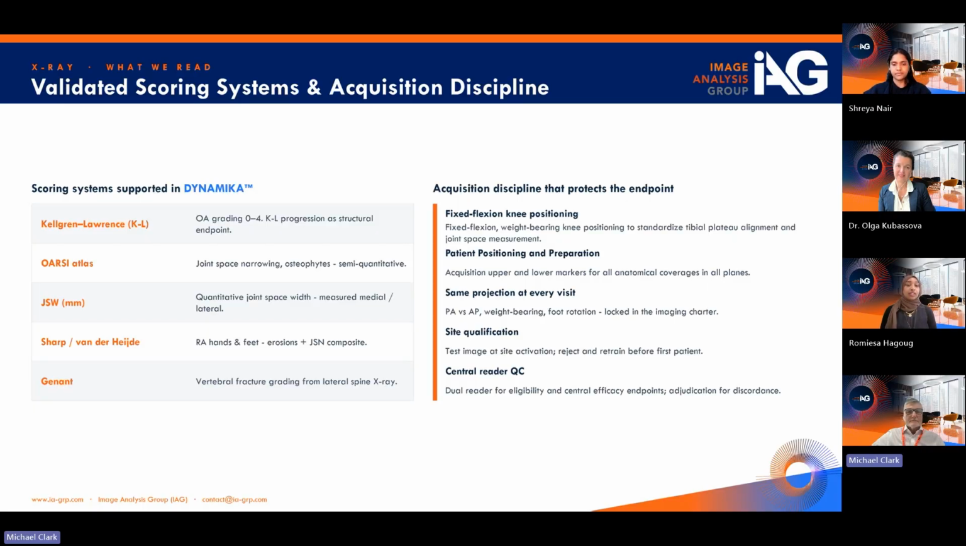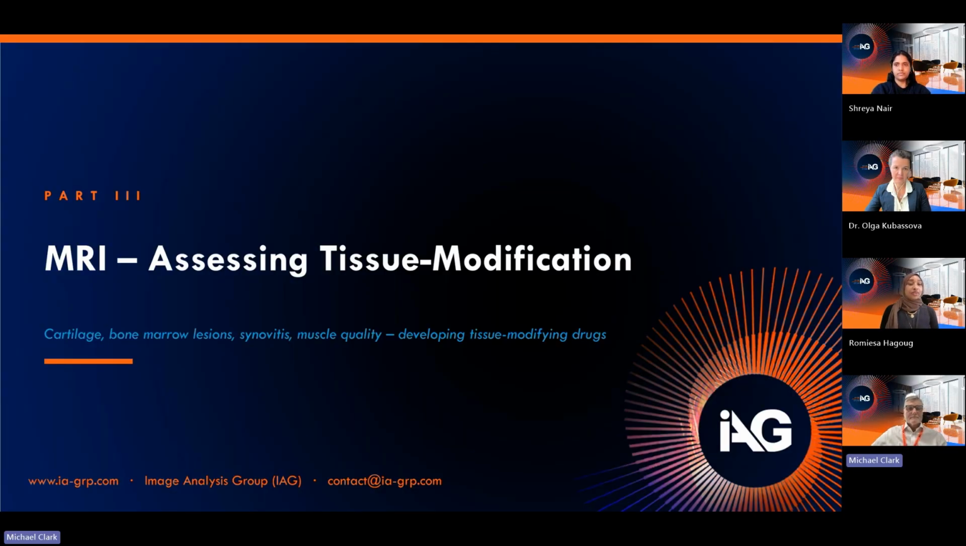All of these things are supported through the training and qualification process and through the real-time QC that Olga mentioned that we perform as well. And finally, central reader quality control. As much as it's good to have the data outputs and the reading methodologies, it's also super important to make sure that the eligibility and endpoint accuracy is also maintained throughout the study and how that is done throughout the course. I will now hand it over to Olga, who'll speak a little bit more about the MRI aspects.